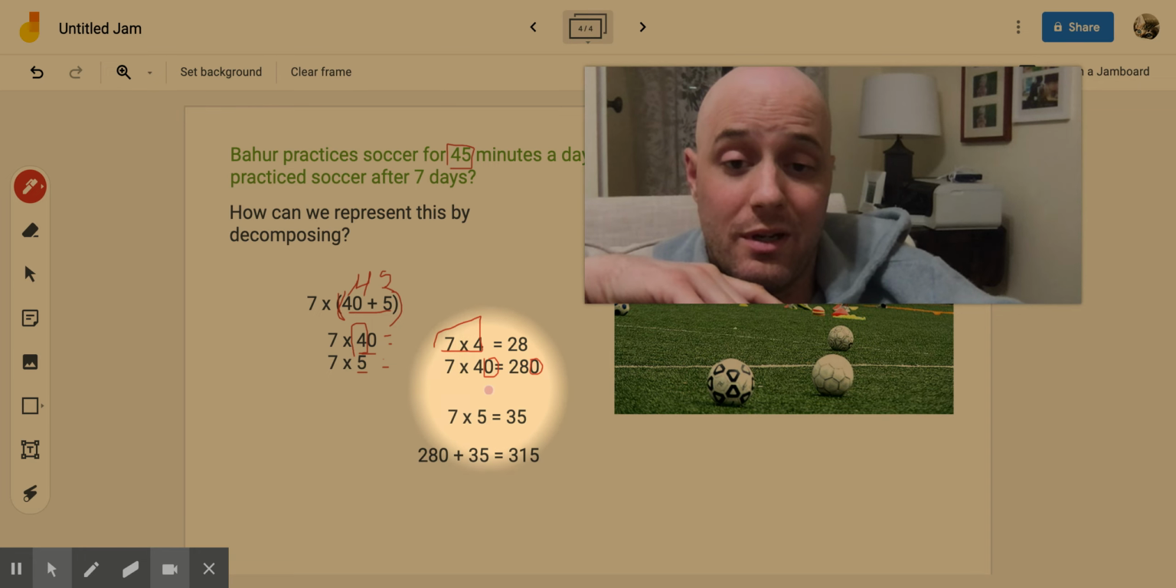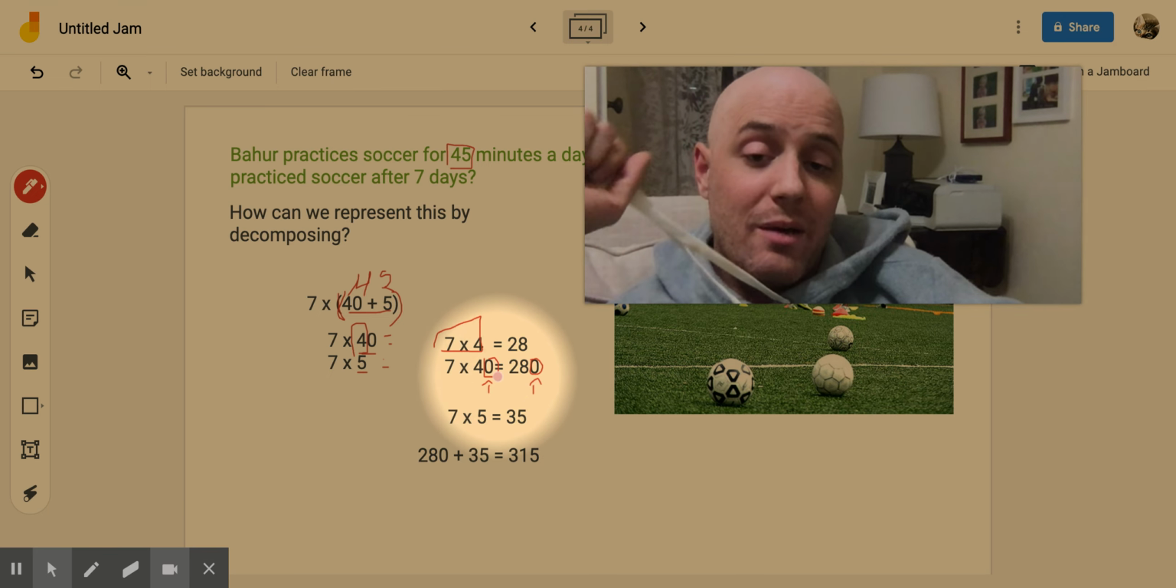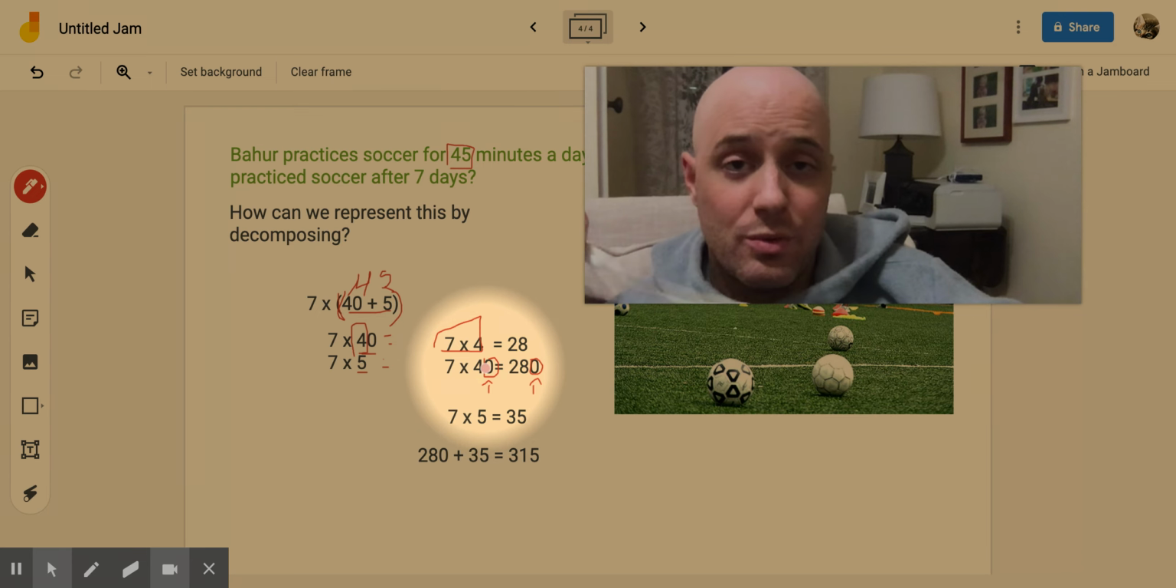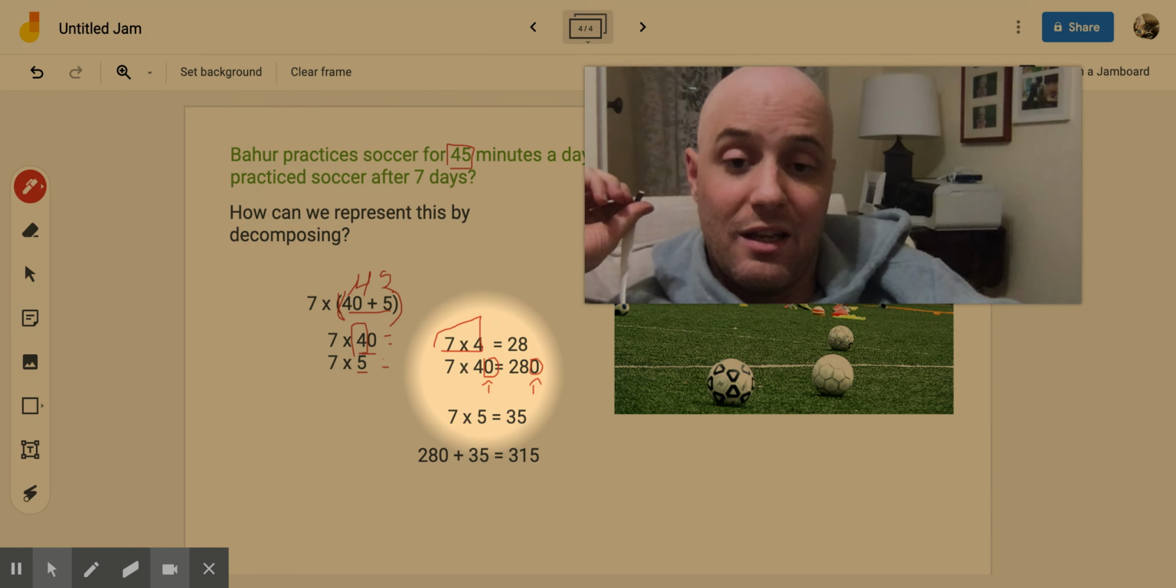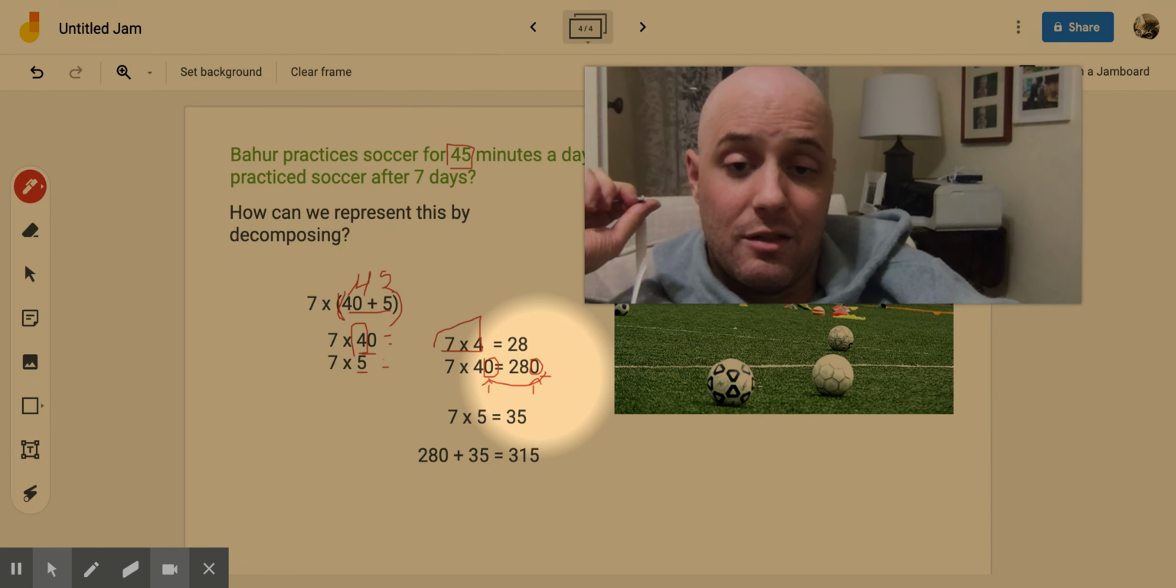Or, see the 0 there? It's 40. When you multiply by a multiple of 10, that's you go 10, 20, 30, 40, 50, 60, 70, 80, 90, 100, 110. And you multiply by a multiple of 10, you're going to do this. It's going to go from 28 to 280.